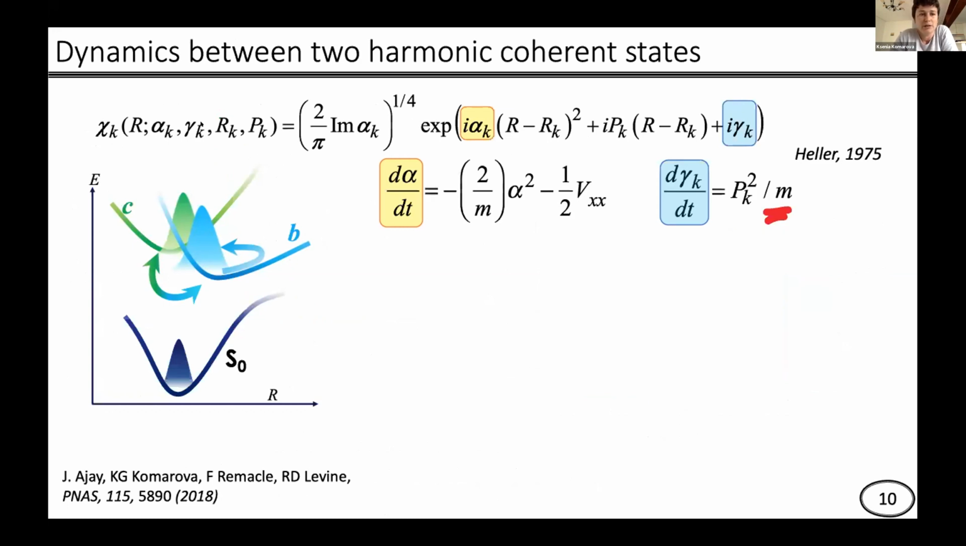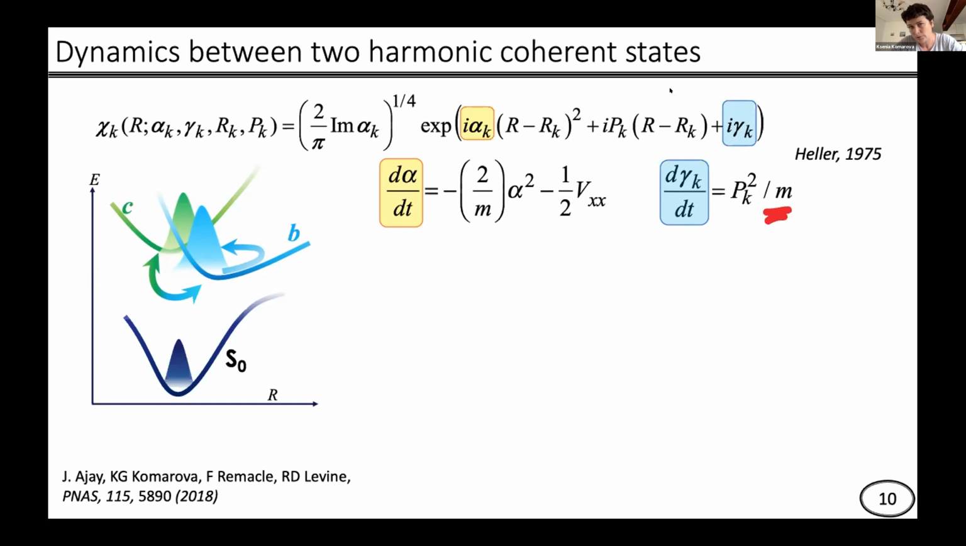We use a Gaussian function for the nuclear wave packet. And the time dependence of this Gaussian function is implicit. The parameters of this nuclear wave function depend on time. So I have four parameters for each electronic state k. I have the width, alpha, and gamma, which is the phase. So it's a free term that has no R dependence. Then I have the mean value of the coordinate R and the mean value of the momentum.